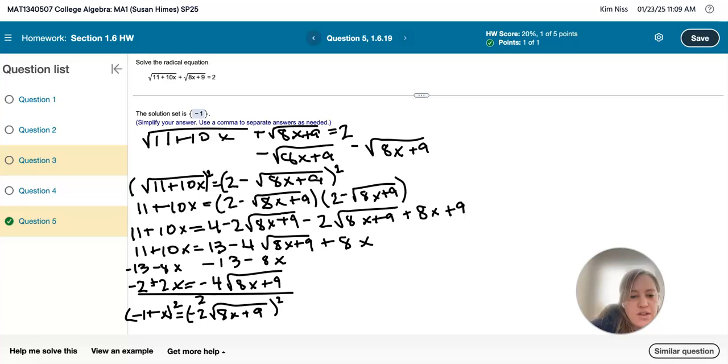And on the left-hand side, you have x minus 1 squared, or fully written out as x minus 1 times x minus 1. And on the right-hand side, you have to make sure that you square this negative 2 in front, so that just turns into positive 4, right? Because negative 2 times negative 2 is positive 4. And then the radical here goes away, and you're just left with 8x plus 9.